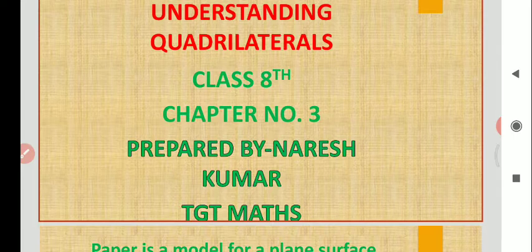What is a quadrilateral first? A quadrilateral is a closed figure which has four sides. Do you know? Convex polygon and concave polygon we already discussed. Convex polygon means a closed figure. And quadrilateral: quad means four, lateral means side. So it is a figure which is closed and made by four sides. It means a quadrilateral has four sides, four angles and four vertices.